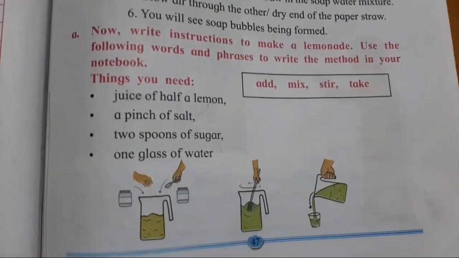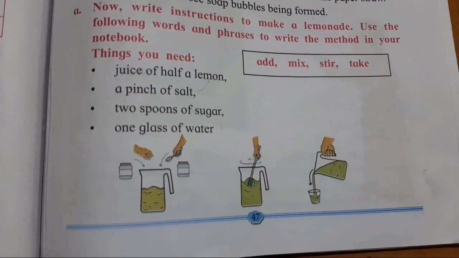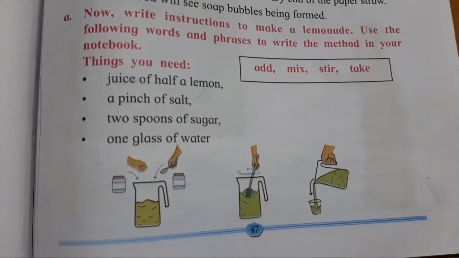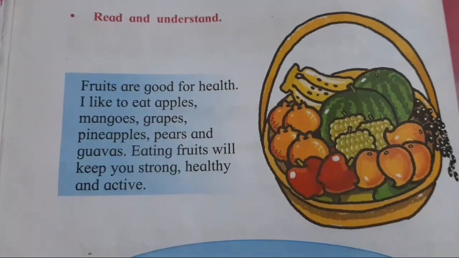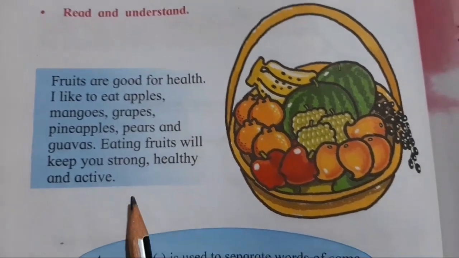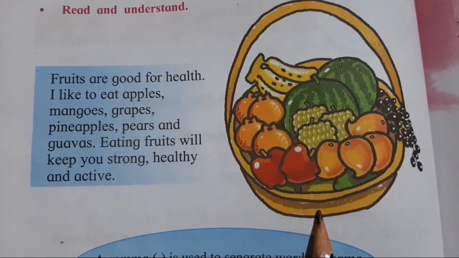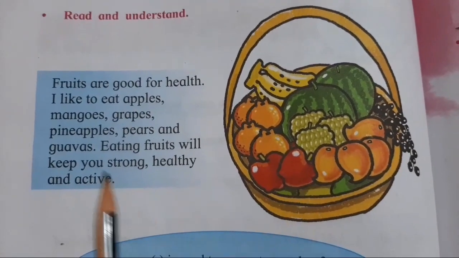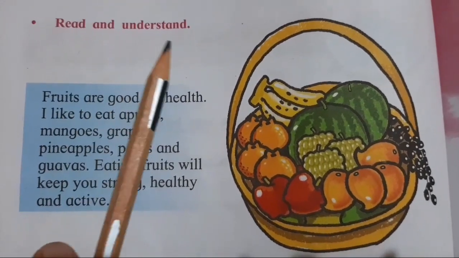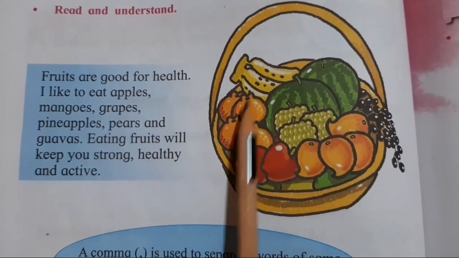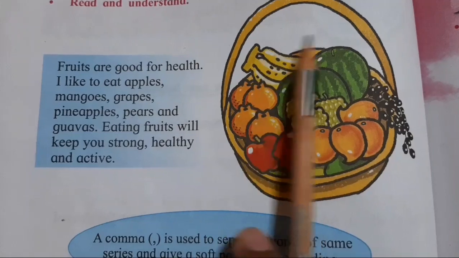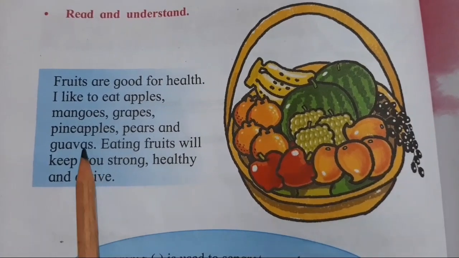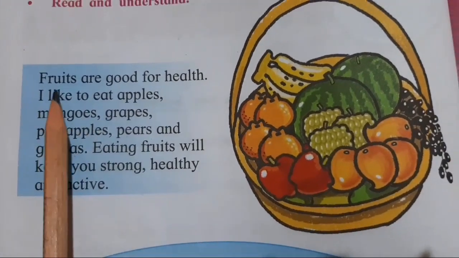Okay students, now turn your textbook page number 47 and come to page number 48. Okay students, this is your page number 48, textbook page number 48. See, read and understand. As you can see here, fruit basket. You can see here fruit basket, right? So now just read it.